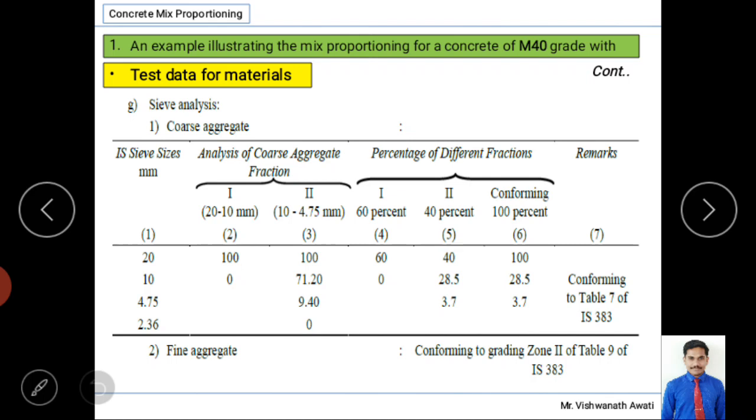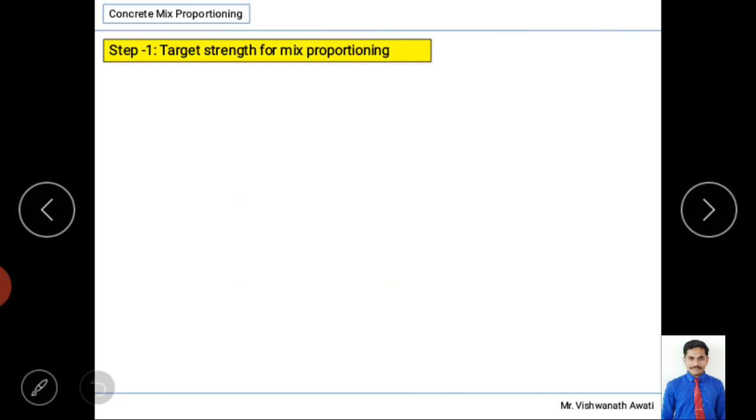Next, you can see the next test data is sieve analysis. In the sieve analysis, coarse aggregate conforming to Table 7 of IS 383, and fine aggregate conforming to grading zone 2 of Table 9 of IS 383, right? We will see how the data are very important with the steps, right? So as I told, now we are solving only 5 steps, right? So now we'll start with step 1.